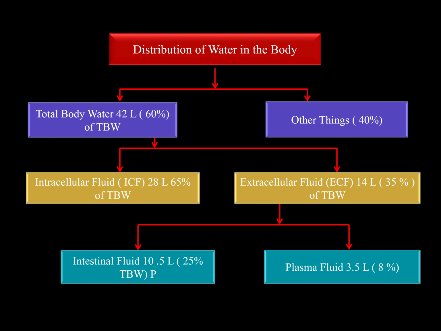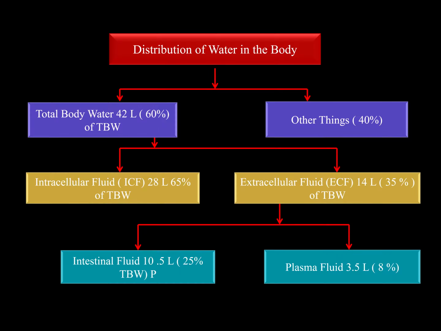Now let us understand the distribution of water in the body. The total body water in a typical adult is around 42 liters, which is about 60% of body weight. This water is divided into two major compartments. The first is intracellular fluid or ICF, which is the main water inside the cell. This is around 28 liters, which is about 65% of total body water.